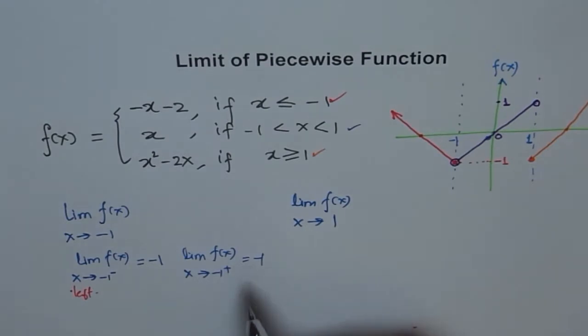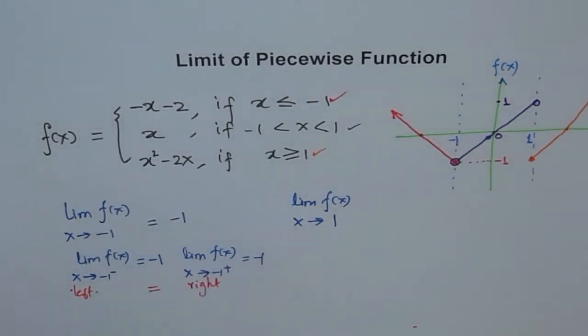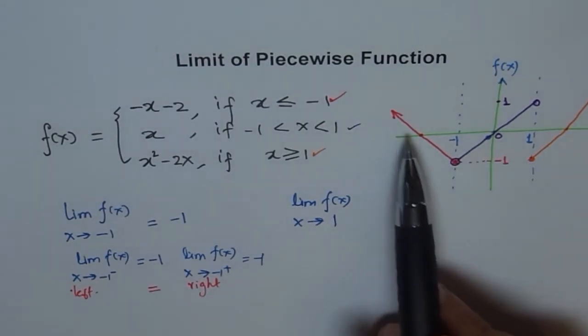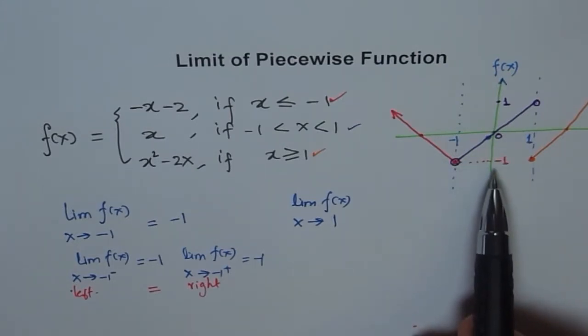So in both cases, we find that this is the left side limit and this is the right side limit. Both are -1 and -1, and since they are equal, we say the limit of the function here at -1 exists, and this is equal to -1. Do you understand the concept? So at this point also you can see from the sketch that the limit exists and its value is -1.